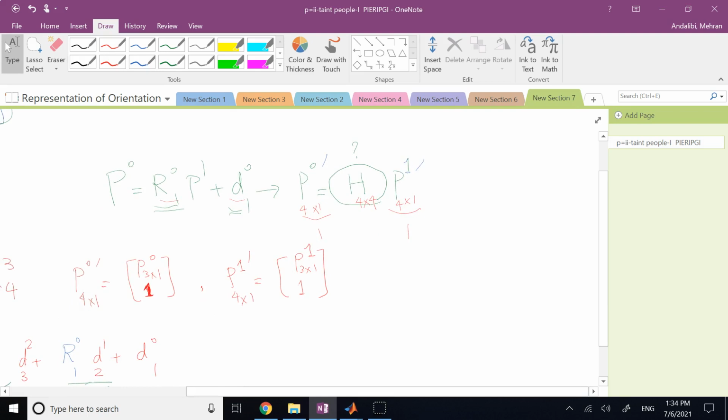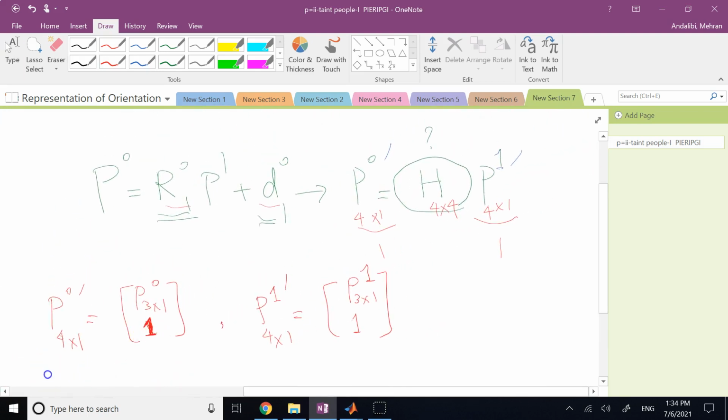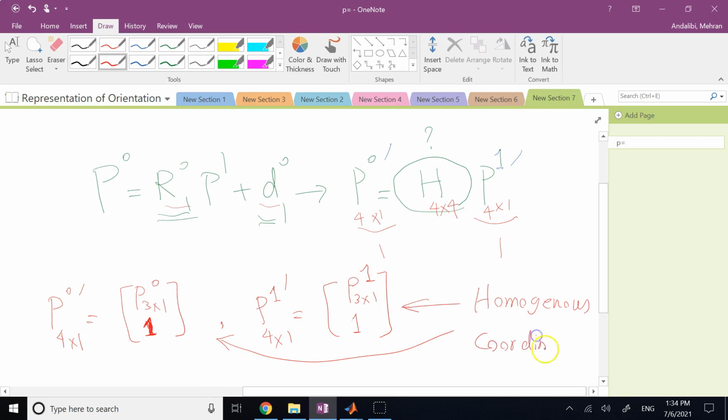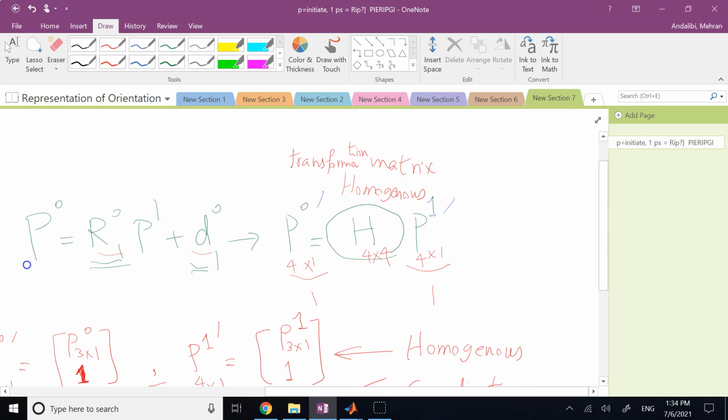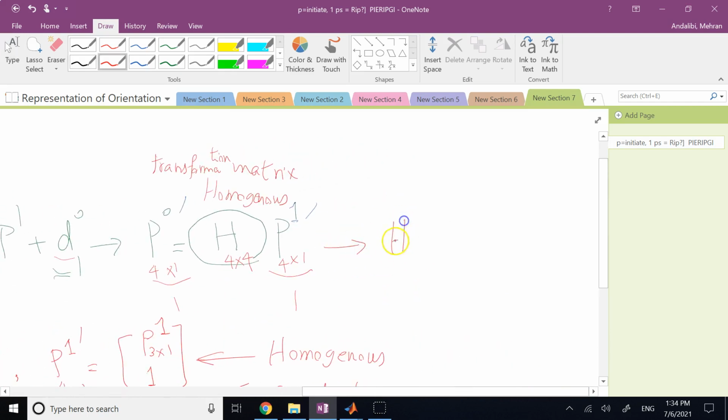So first of all, this new coordinate that I defined for the points where I augmented them by a 1, we call them homogeneous coordinates. These are the homogeneous coordinates for P1 and P0. And this matrix, we call it the homogeneous transformation matrix. Now, what does this H include? You can show that H is simply of a form.